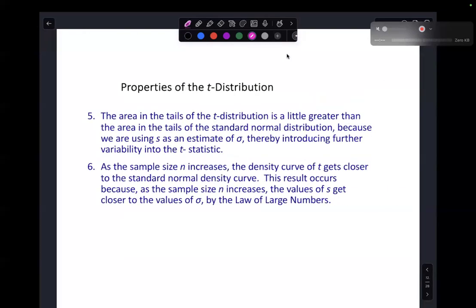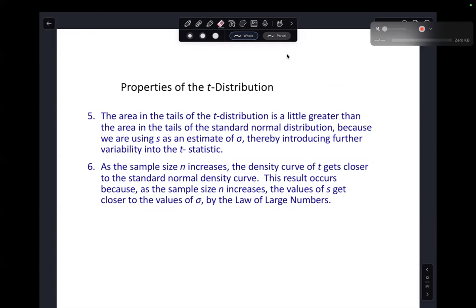Okay. So as I said, the area in the tails of the t-distribution is a little bit greater than a standard normal distribution, once again, because we're using S instead of sigma. And it's going to get closer and closer to the standard normal curve as our sample size gets bigger. So if we have a really large sample size, it is going to be almost exactly the z-score. So that's why I said t-scores are usually used with the smaller sample sizes. As we get really large sample sizes, it's going to be more normal. It's going to look more like the z curve that we saw.